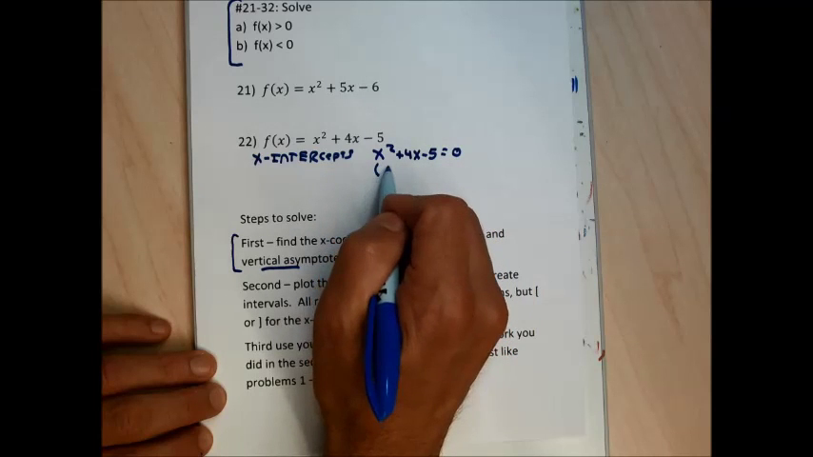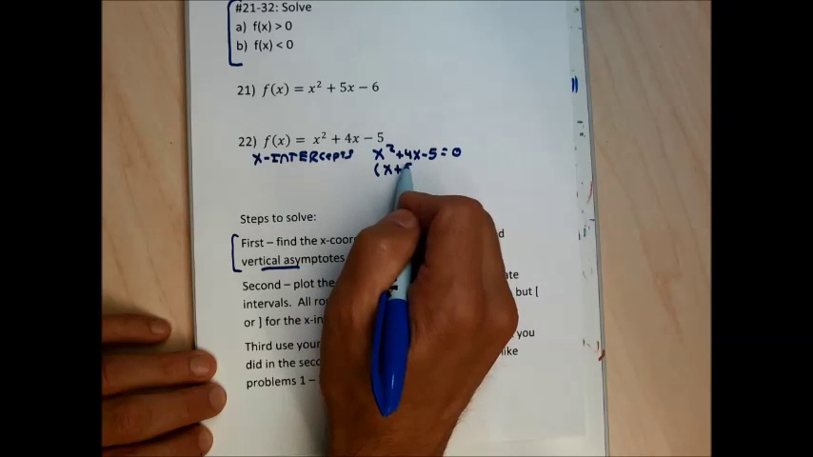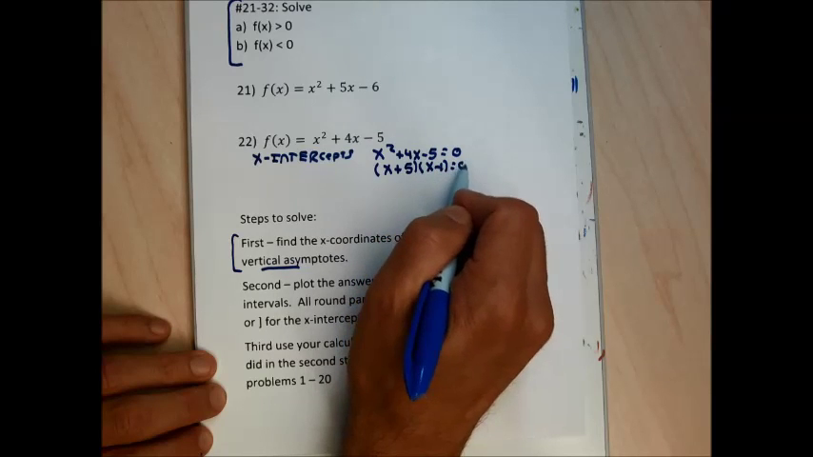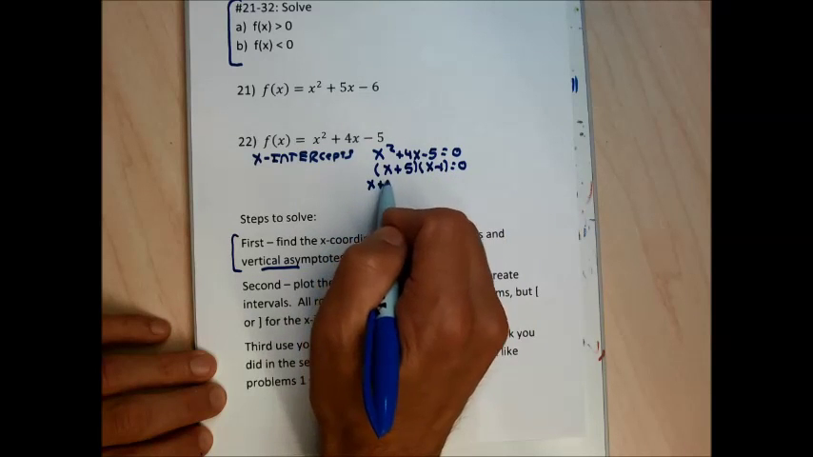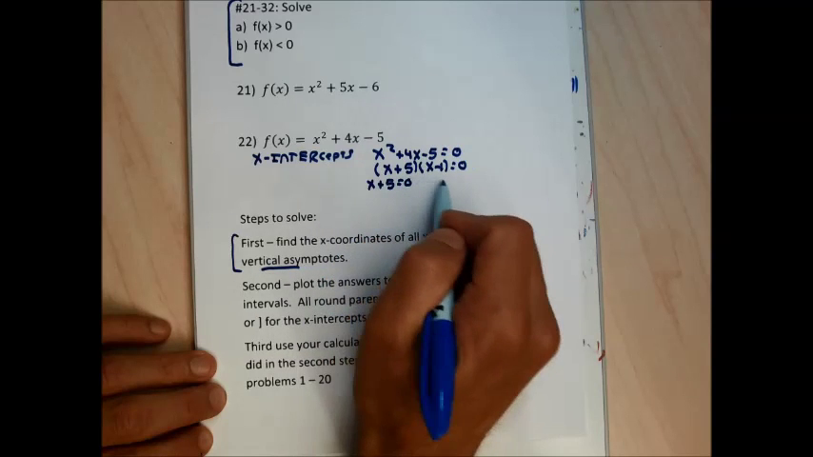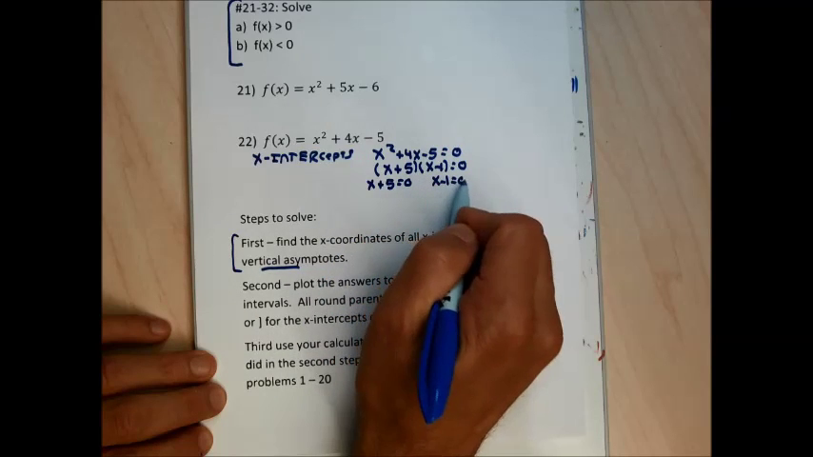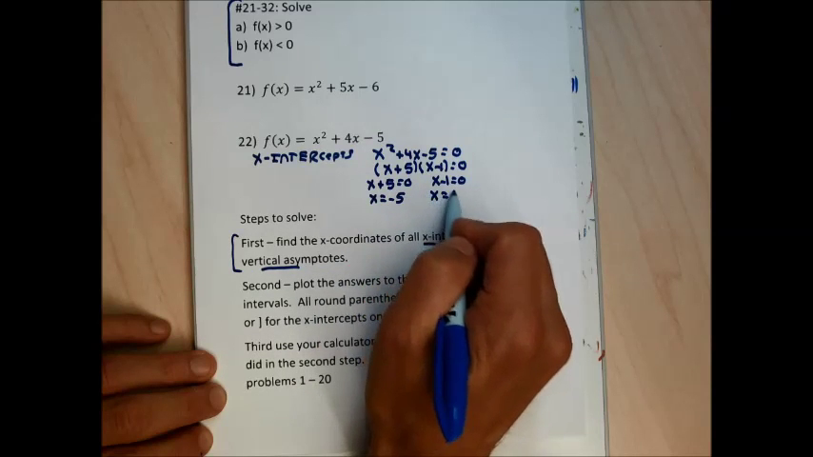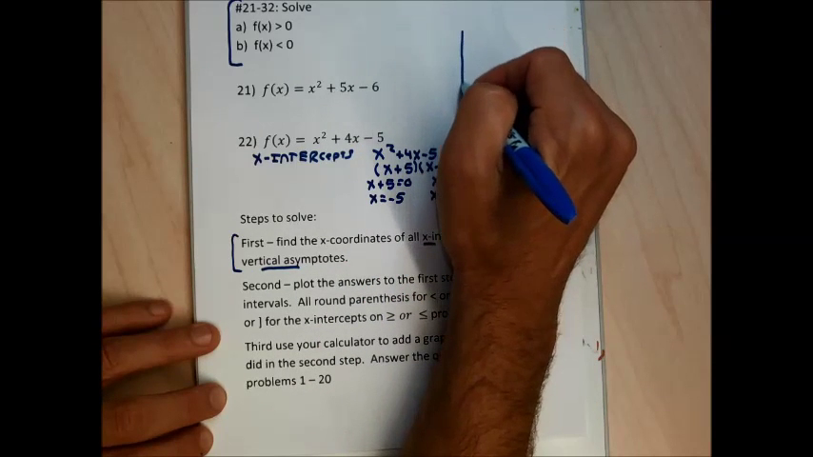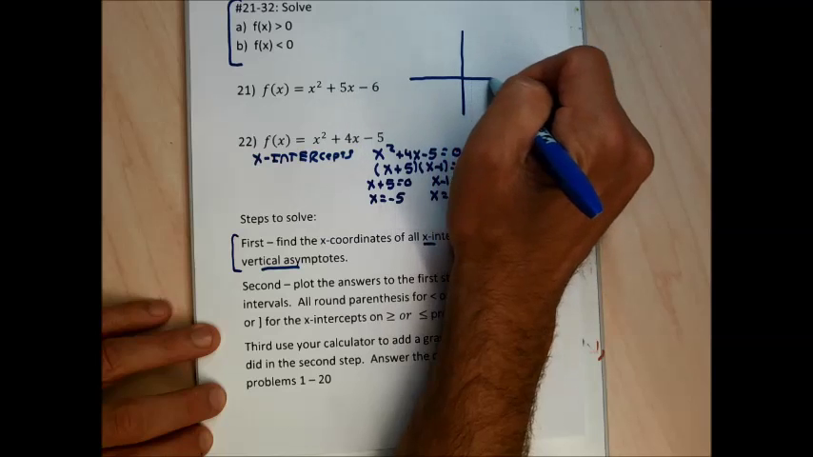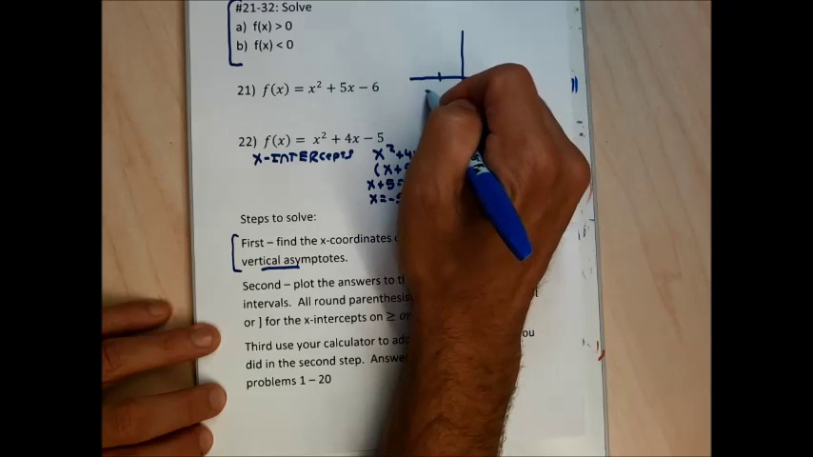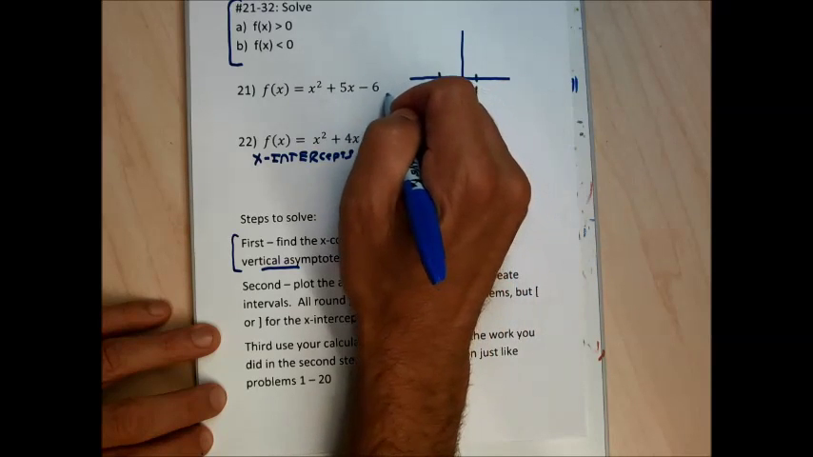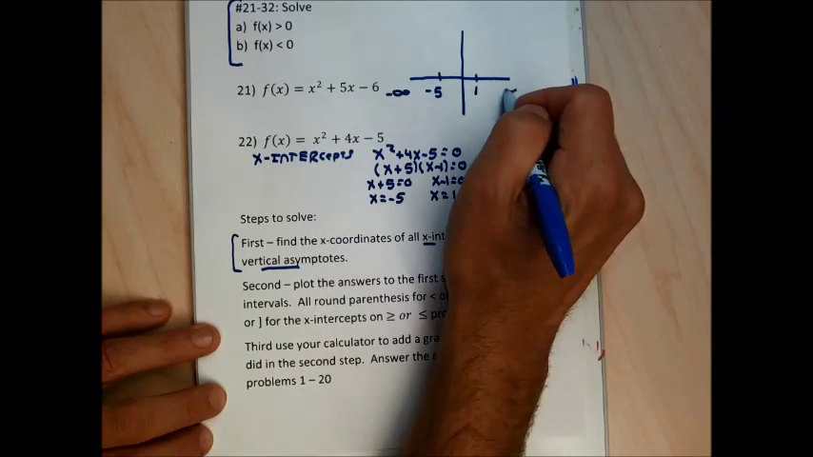And to do that, I'm going to factor. That's going to factor into x plus 5 times x minus 1. And I'll get x equal to negative 5 and x equal to positive 1. So when I go to do problem 22, I'm going to need to put negative 5 on the x-axis, positive 1 on the x-axis, and negative and positive infinity.